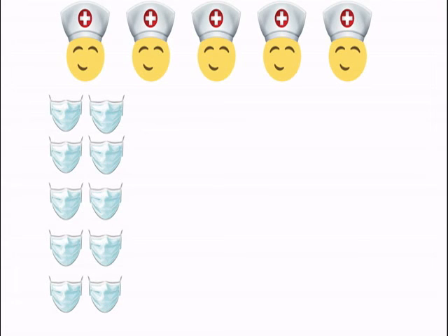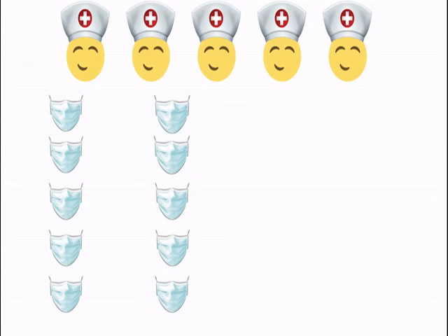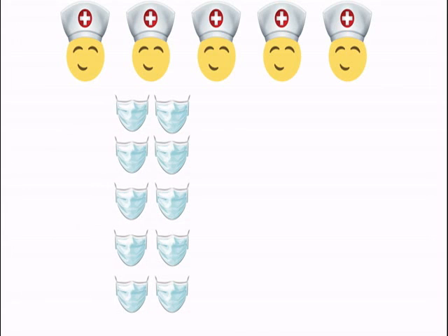The first thing we could try is listing out all the ways you could give out the masks. We could give all 10 masks to the first nurse, or 5 masks to the first nurse and 5 masks to the second nurse, or we could give all 10 to the second nurse, and so on. There are a lot of possibilities, way too many to count by hand. We're going to need a more clever solution.